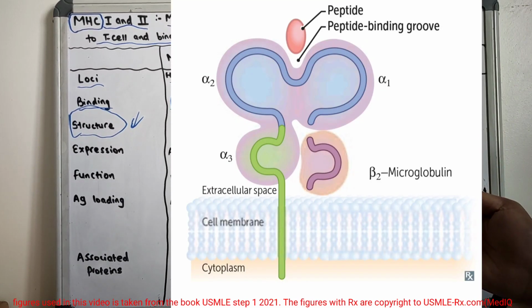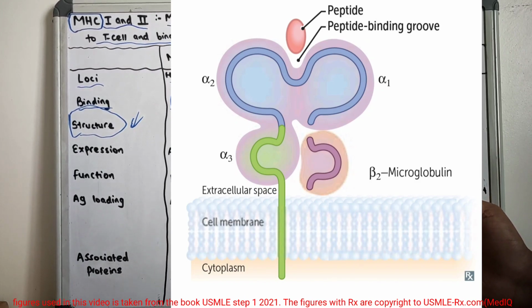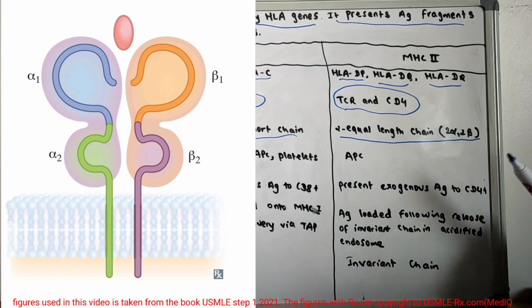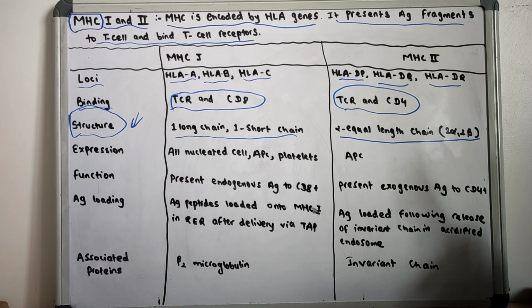You can see in this picture, the MHC1 molecule has one long chain. The long chain contains alpha 1, alpha 2, and alpha 3, whereas the short chain contains the beta 2 microglobulin, which is also known as beta 2. Whereas the MHC2 molecule, as you can see in this picture, contains two equal length chains. One chain contains alpha 1 and alpha 2, the other chain contains beta 1 and beta 2. Both alpha and beta chains have equal length.